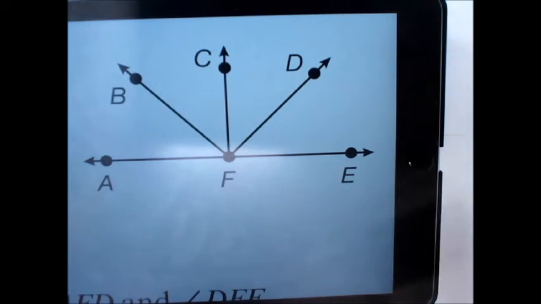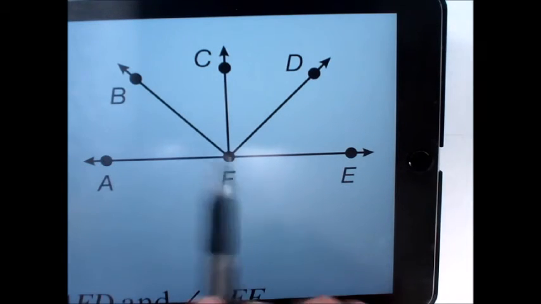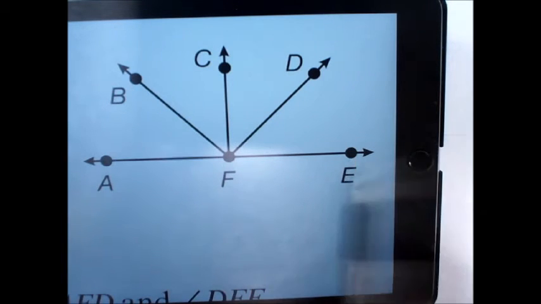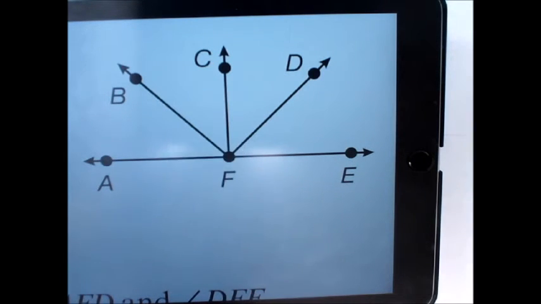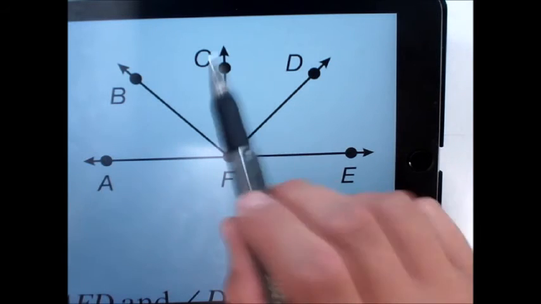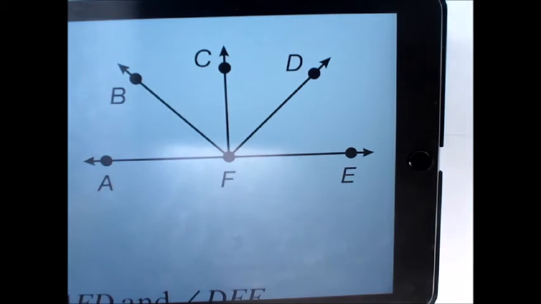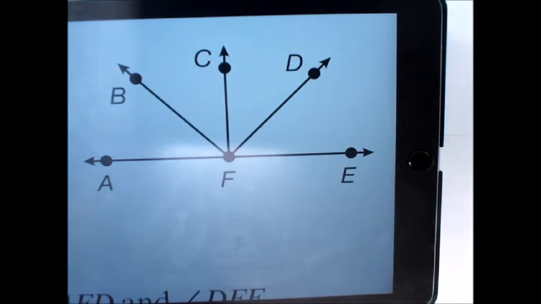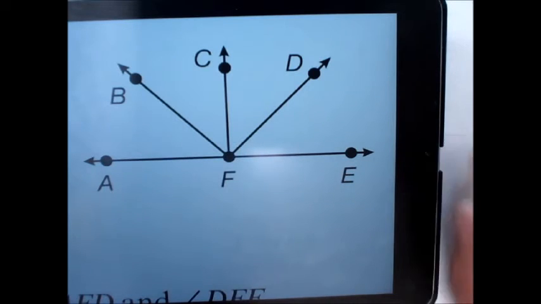So, for example, I would say AFB and BFE make a linear pair. I could also say AFC and CFE. I could say EFD and DFA. Okay, there's a bunch of different ones you can use, but you have to use them together. Okay, be careful on how you write your answer.